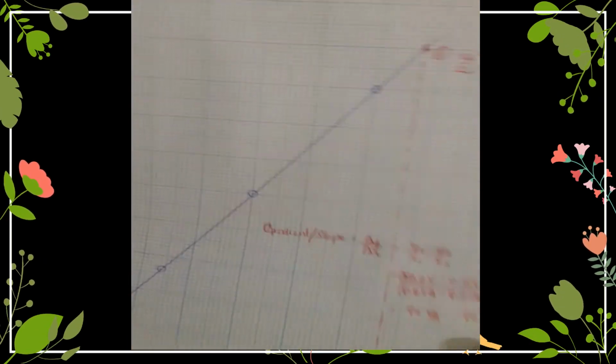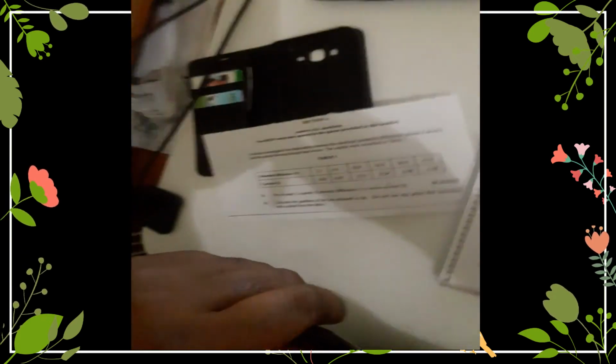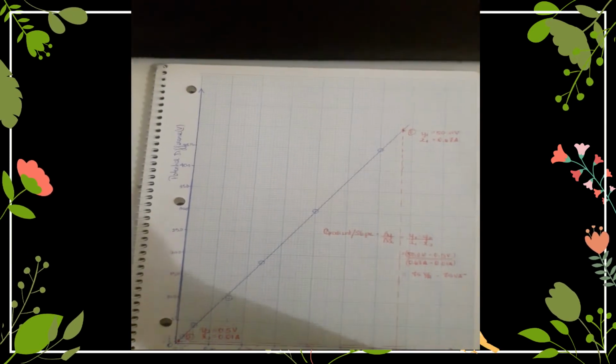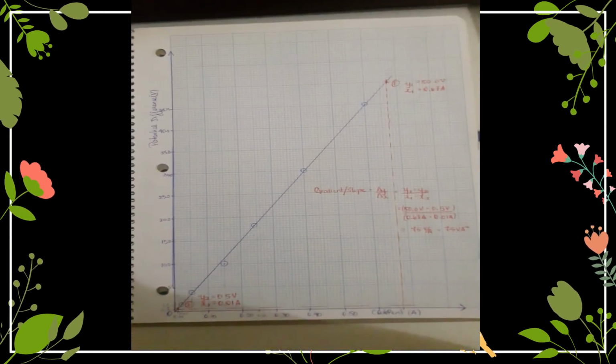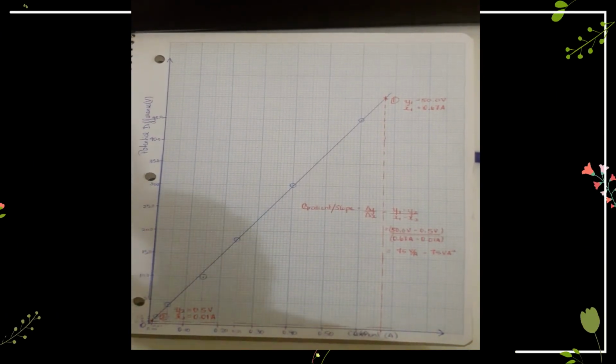So this is our graph. If I bring this up a little bit, you can see it. You see it? It's there. All right, so I hope this helps, and I hope you got the same gradient that I did.